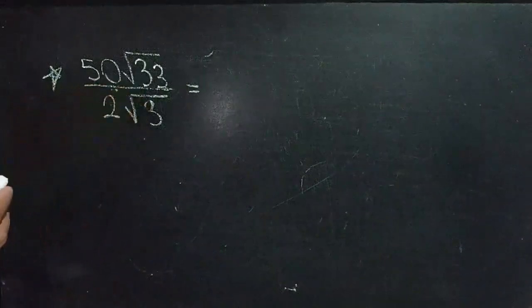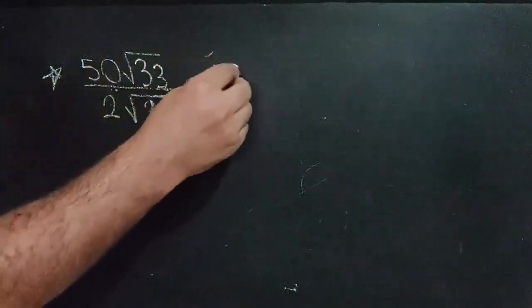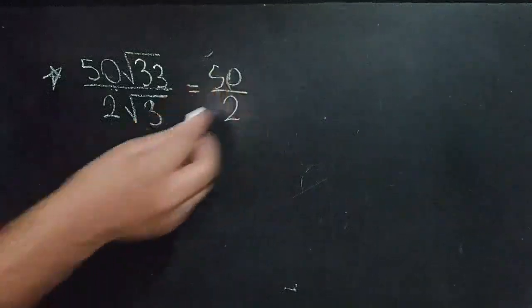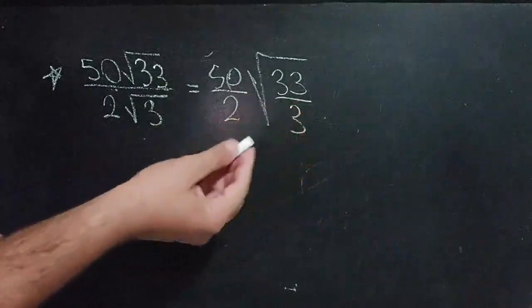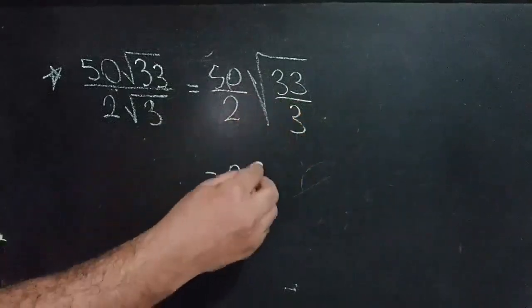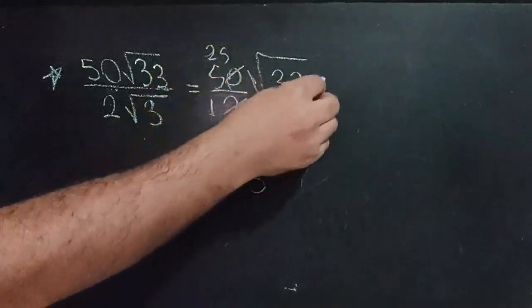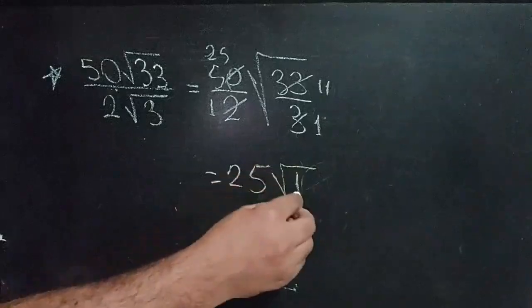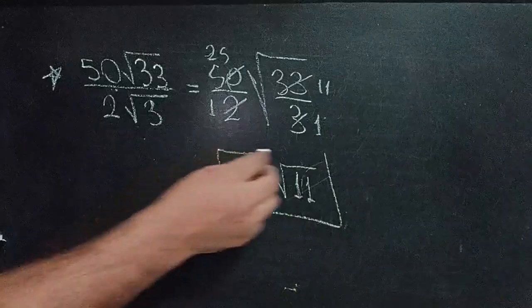Alright, now the next question is 50 square root 33 over 2 square root 3. Outside number by outside, inside number by inside, 33 over 3. That will give you 25 from there, and from inside 11 over 1, which is going to be square root 11. And 11 doesn't come out of the square root as a whole number. It will stay like this.